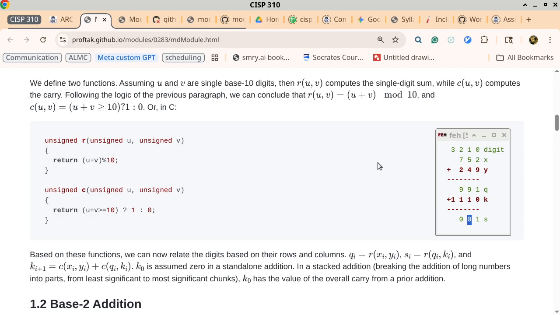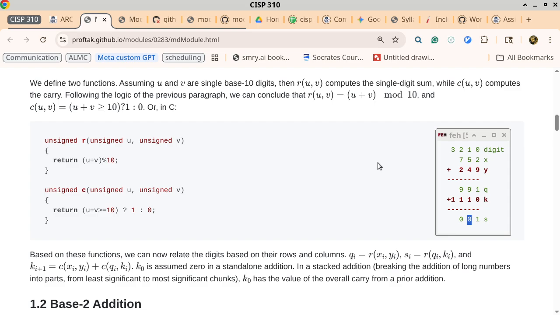So this is saying your Q of I is the R function applied to xi, yi. So first of all, do we have any questions about the notation? Q of I is R of xi, yi. It is the single digit sum of xi, yi, or the x and y digit of the same column. Let's double check and see whether that makes any sense. X0 is a 2, Y0 is a 9. 2 plus 9 has a single digit sum of 1. That's why Q0 is a 1.